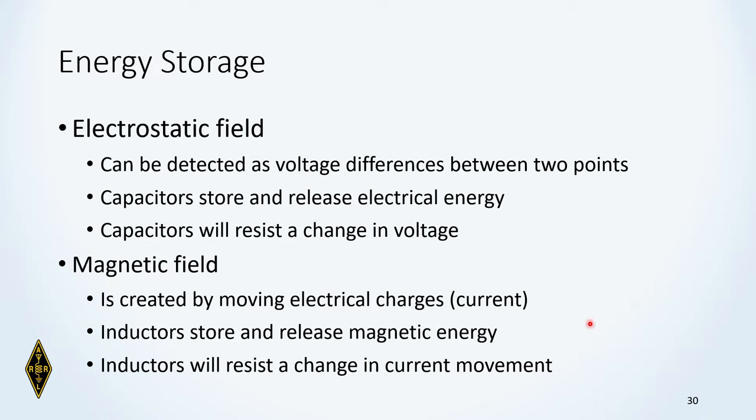Now, a magnetic field is created by moving electrical charges, or current, through the inductor or coil. They also store and release energy. In this case, they're storing and releasing magnetic energy, and they will resist a change in current movement. So capacitors resist a change in voltage. Inductors will resist a change in current.